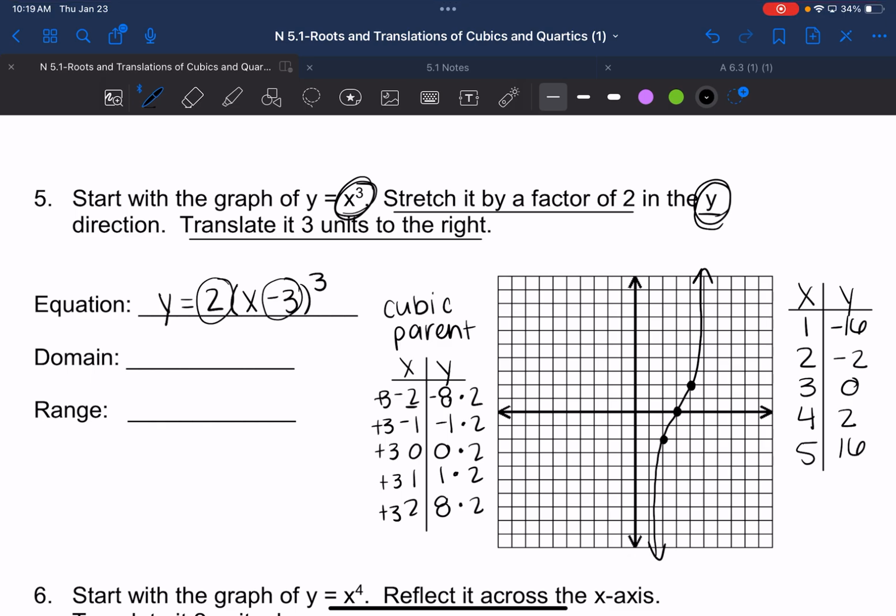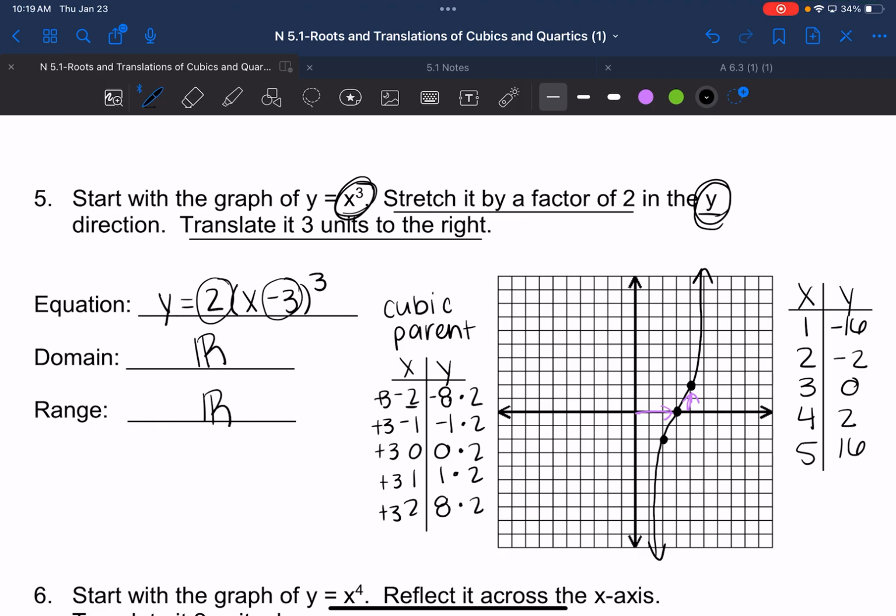Okay, so let's think about it. The original graph we know would have started at 0, 0, but this one was shifted 3 units to the right, so it looks like all that makes sense, right? All the points shifted 3 to the right. And then instead of just going up 1, we went up 2 because there was a stretch by 2. So that looks good, right? We did go up 2. Perfect. Okay. So now that we have our new graph, what would you guys say our domain is? Still all reals. And your range? Still all reals. Good. Okay.